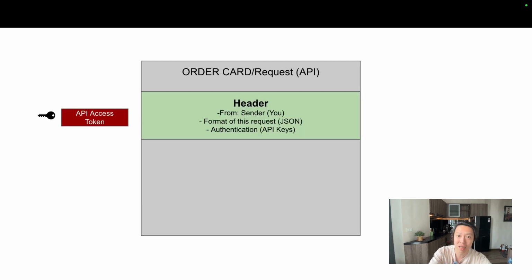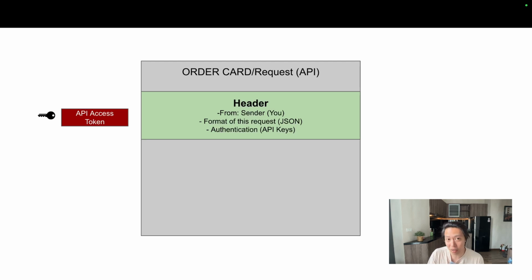And the first one is the header of the API. Now, the header contains the relevant information for the order sheet. So things like, who's the sender? What kind of format is this request sent in? Is it JSON? Is it some other type of format? And most commonly, the authentication as well, which is the API keys.